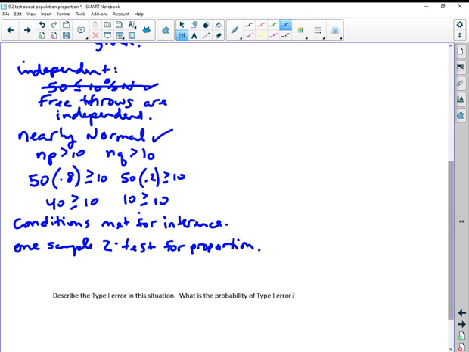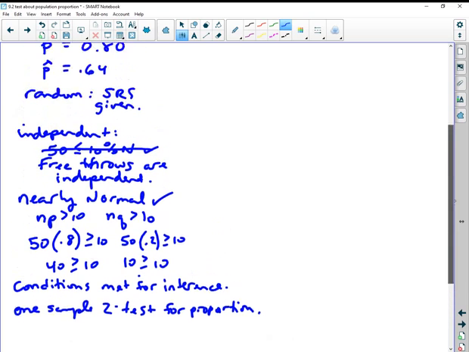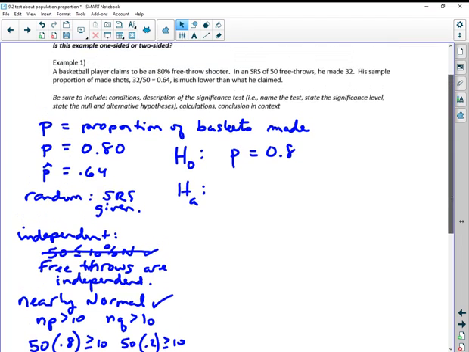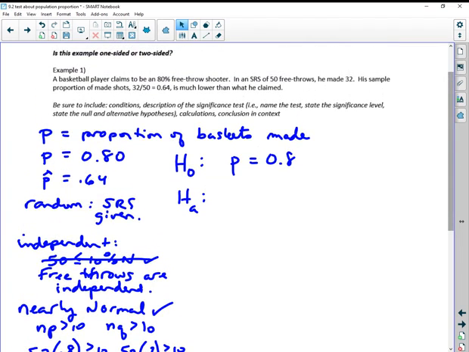All right, so I would like to write my hypotheses. I'll put them up here. I would like to test my null hypothesis, my alternative hypothesis. Well, he said he could shoot 80%. So I'm going to give him the benefit of the doubt, and that's the null. But let's see what we're interested in. Are we interested in him being higher, lower, or just different? In this situation, we're wondering if he's lower.